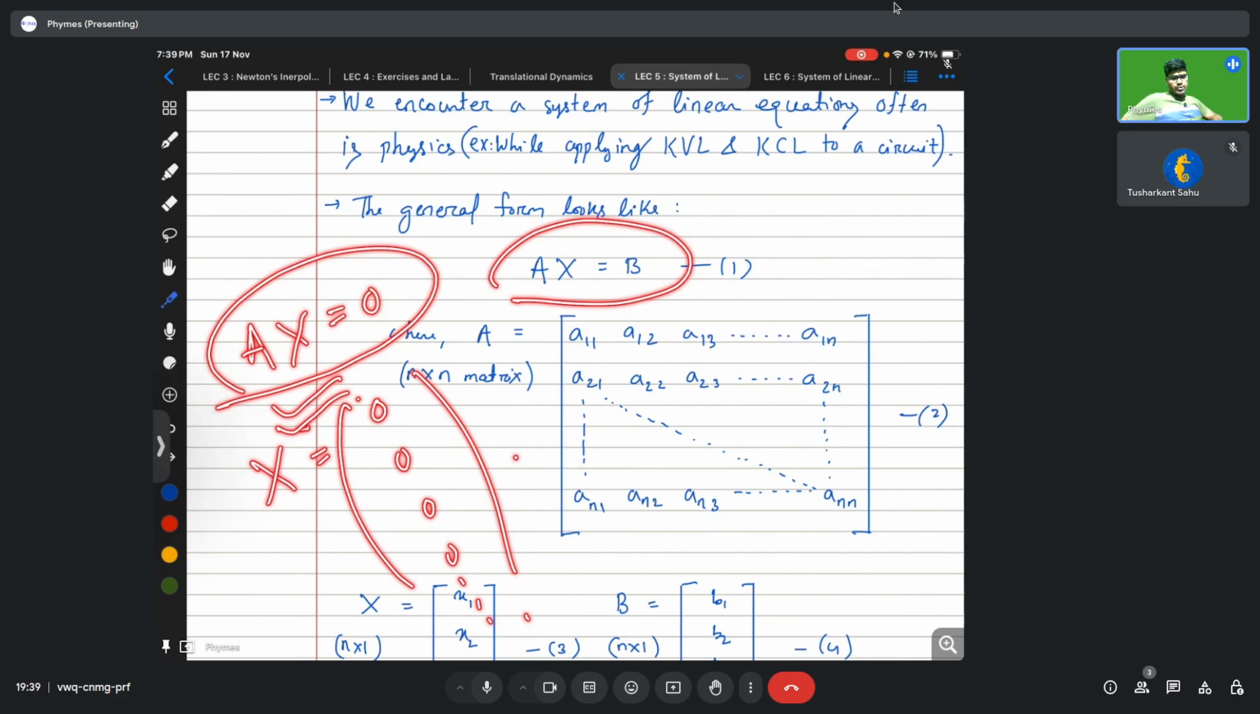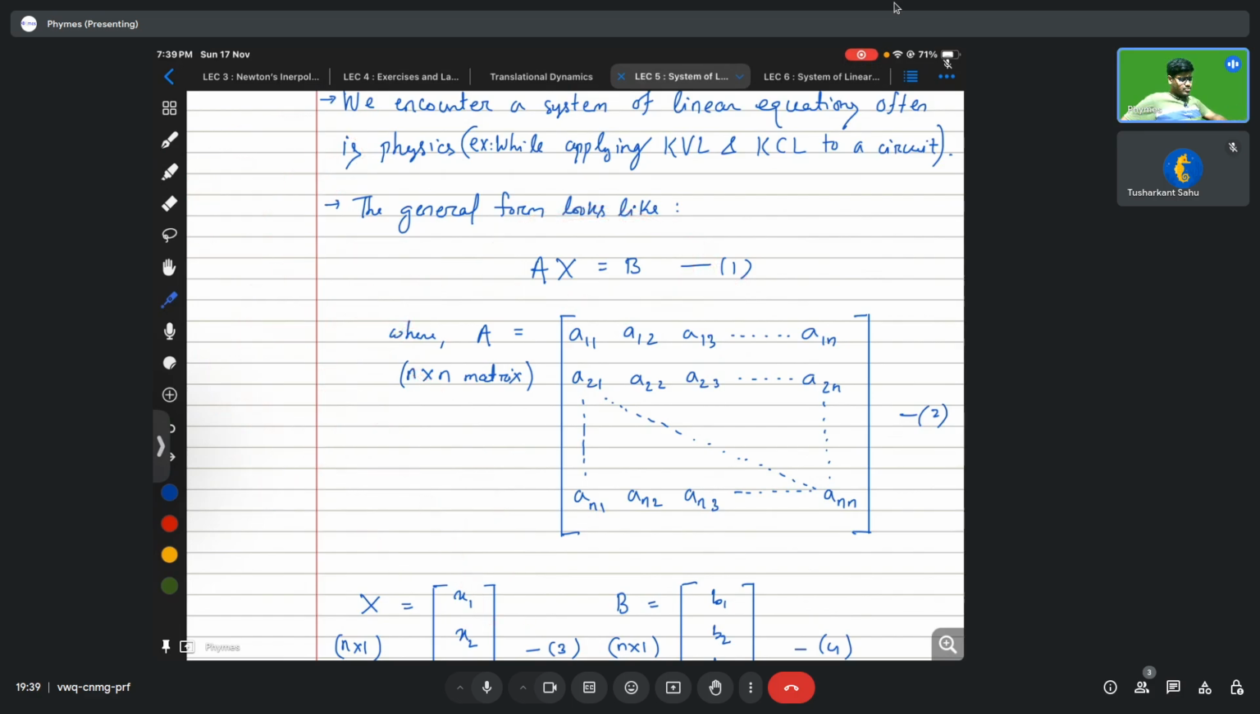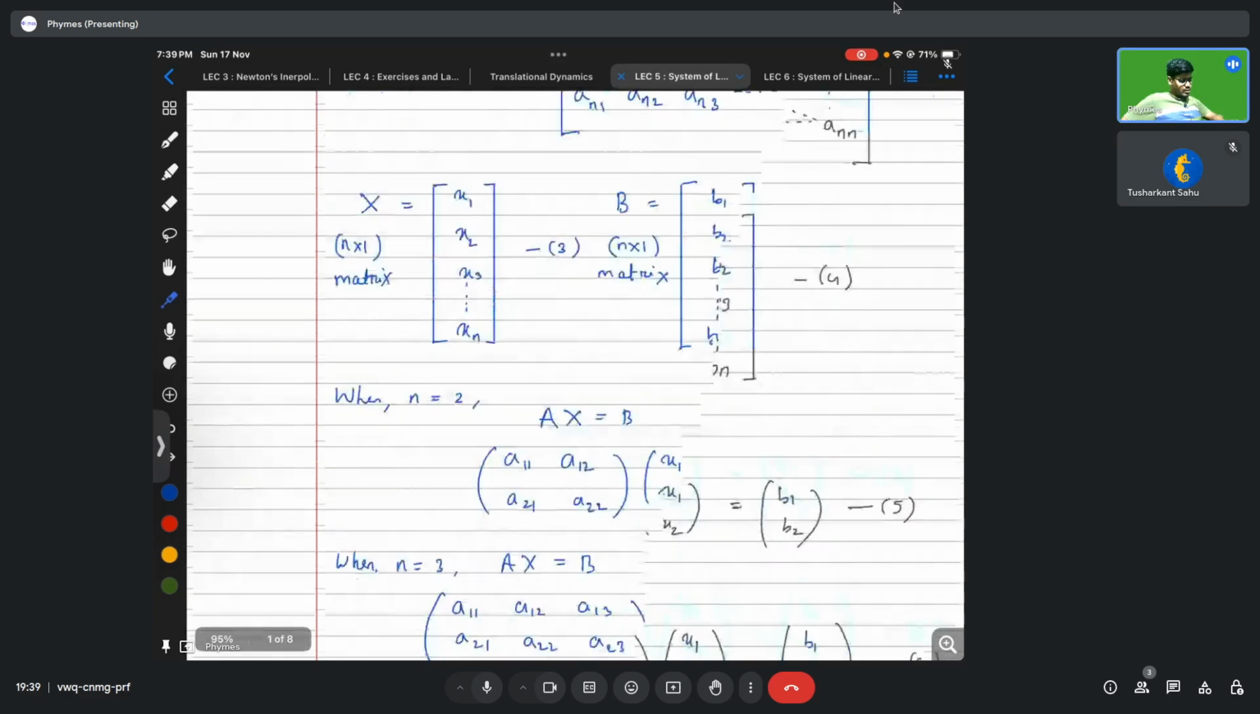And what is the condition for a non-trivial solution? The condition for a non-trivial solution is that the determinant of A must be equal to 0 for this homogeneous type. There are other methods to solve them, and they are not much important here. So usually we encounter the non-homogeneous type of system of equations, and the homogeneous type you can solve using some other methods. Okay, so here we are going to discuss the non-homogeneous type only.